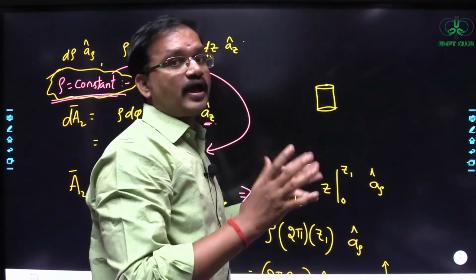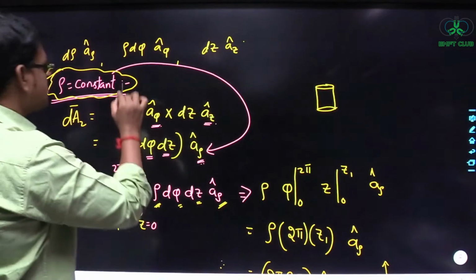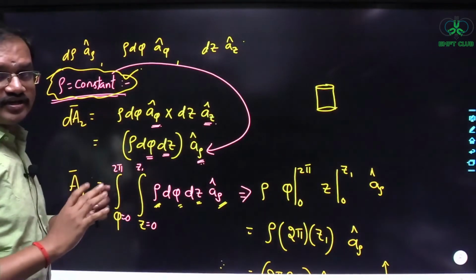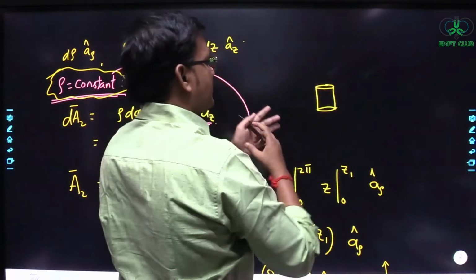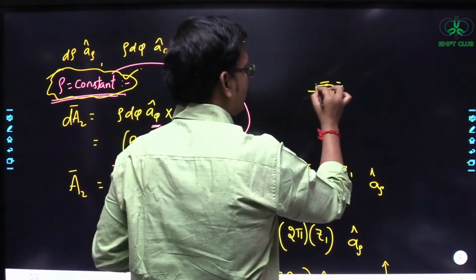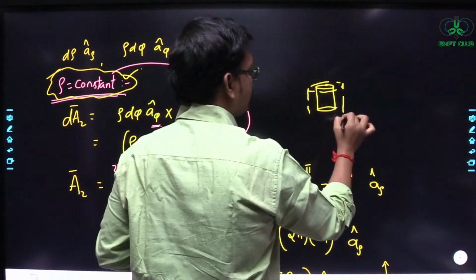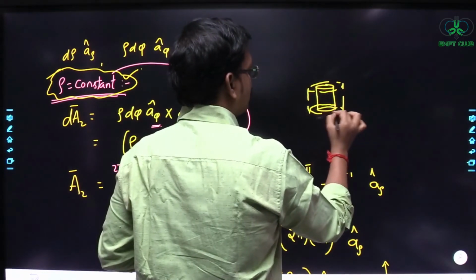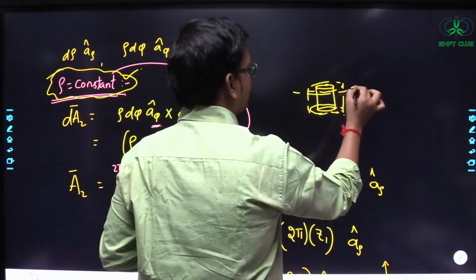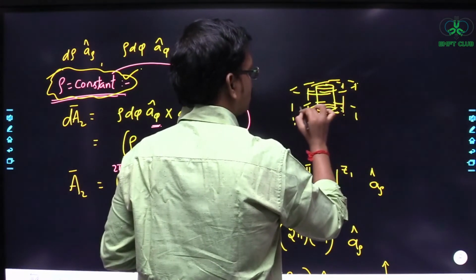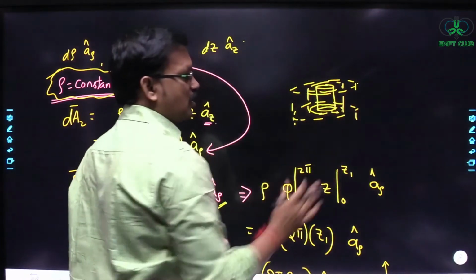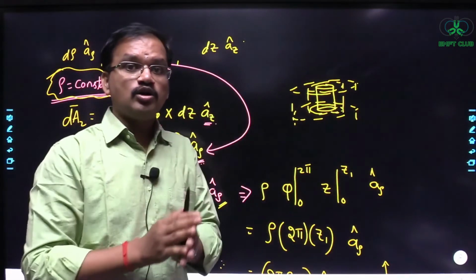That is the a_rho cap direction. For rho equal to constant plane, its perpendicular direction is nothing but the a_rho cap direction. So if you extend this surface in its perpendicular direction like this, what are you going to get? You are going to get the volume of the cylinder.